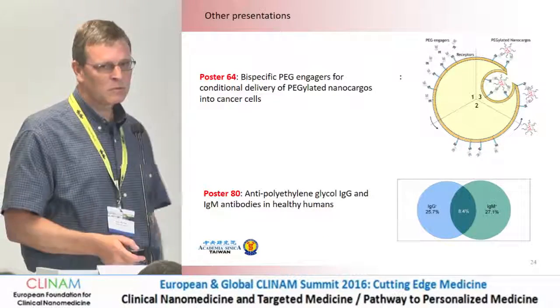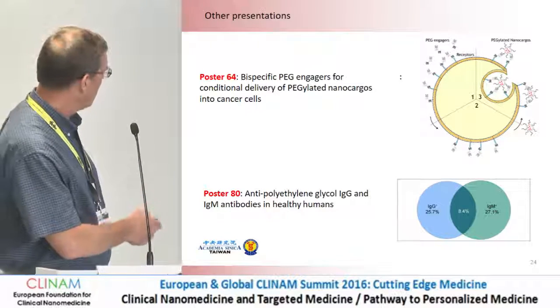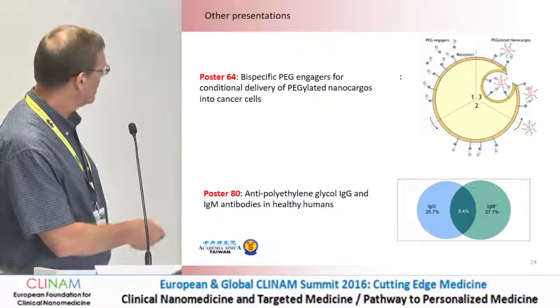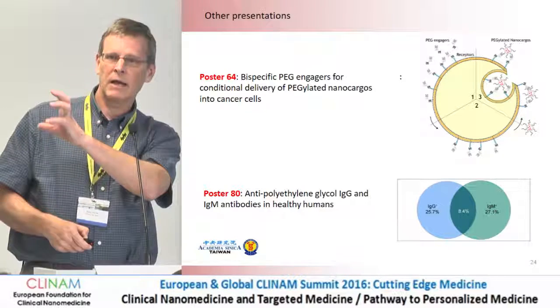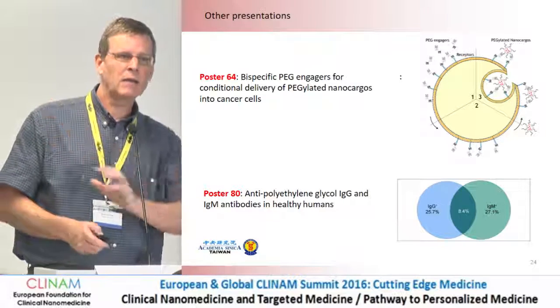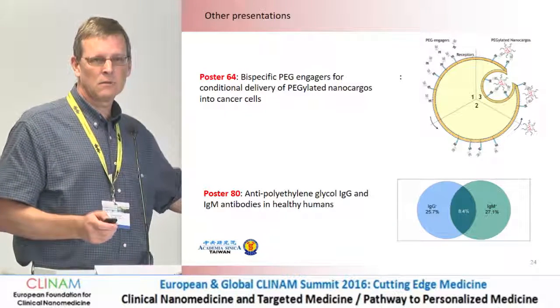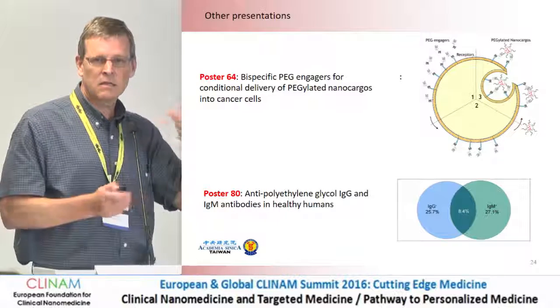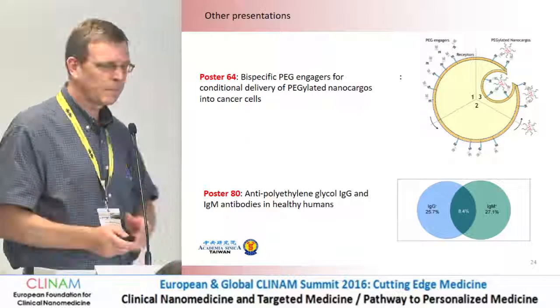Oh, we have two posters I also want to mention. Some other work in our lab: we're making bispecific antibodies that can bind to cancer cells on one arm, and the other arm can bind to PEG. So if you have any nanoparticle with polyethylene glycol, we can target it to cancer cells. You just mix it with your particle, and it will target. You don't have to do any covalent attachment.